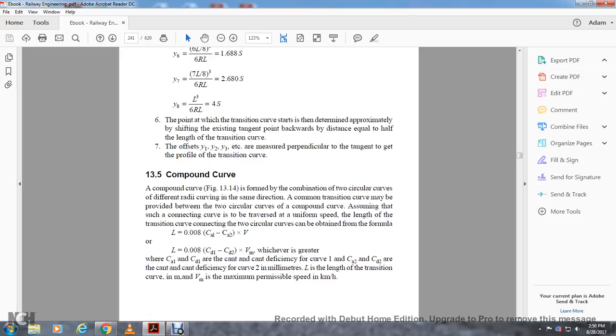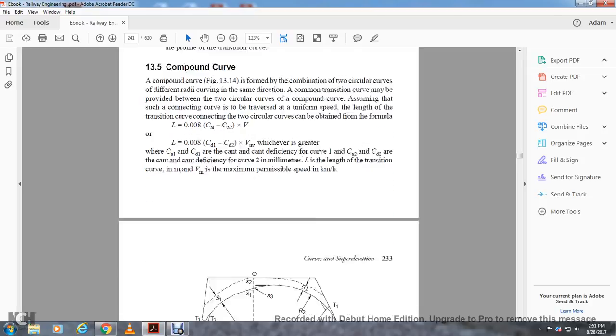deficiency, taking cant 1 and cant 2, whichever is greater. A1 and D1 are the cant and cant deficiency for curve 1, and A2 and D2 are the cant and cant deficiency for curve 2. L is the length of the transition curve in meters, and Vm is the maximum permissible speed in kilometers an hour.